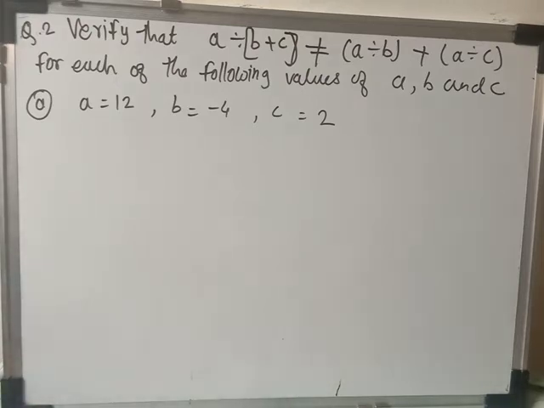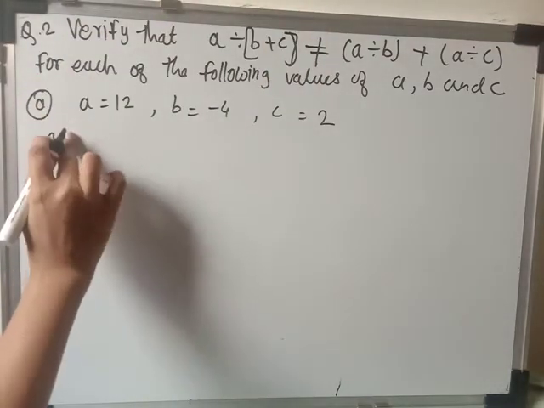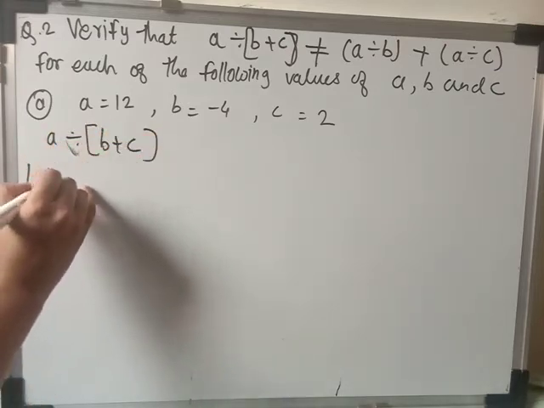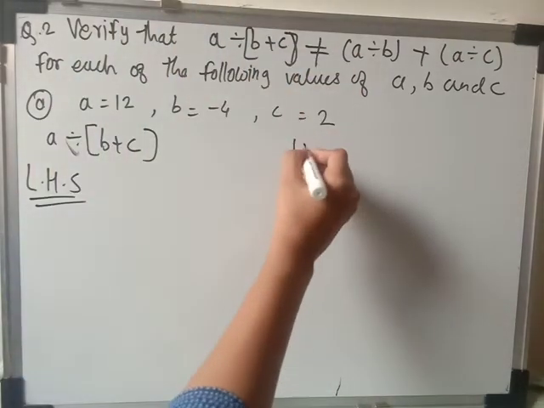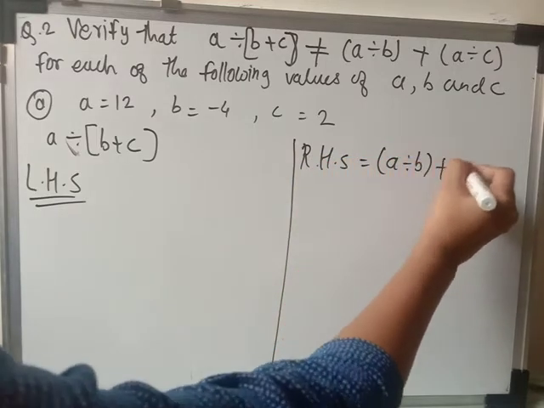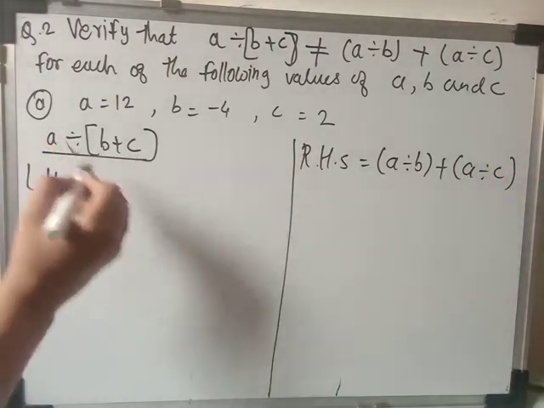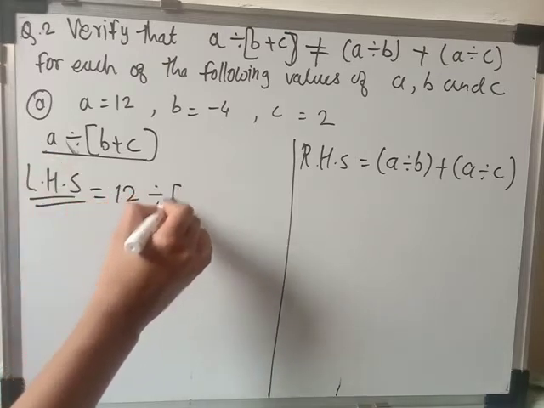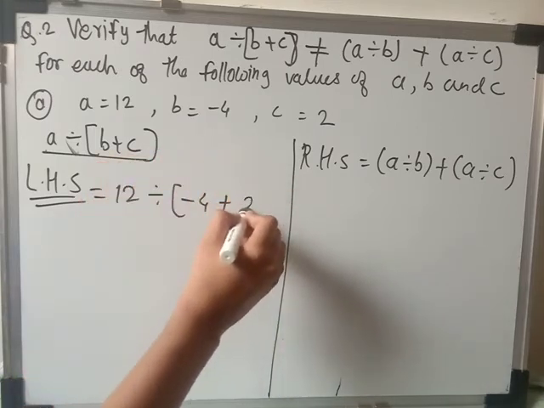12. Okay, so on my left hand side, I'll take this expression, A divided by (B plus C). So this is the LHS, which means my left hand side. And the right hand side is A divided by B plus A divided by C. First put the values in the first expression. In the place of A, what do we take? 12. Divided by, and the value of B is -4 plus the value of C is 2.